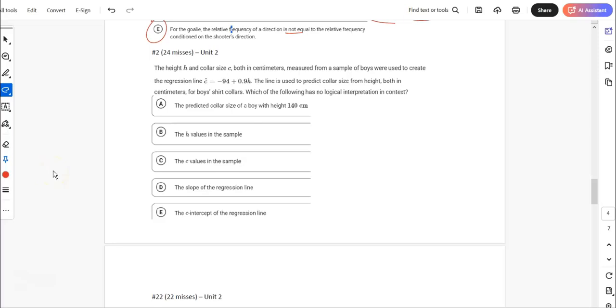So just to remind you what kinds of stuff they might ask. They didn't ask on this question, but they might say interpret this slope. So 0.9 over 1. In the context of the problem, 1 is like your x value here. So that's like your height, I think, height measured in centimeters. And the y value, the slope is always y over x, right? So the y value is c, which is a cost or something.